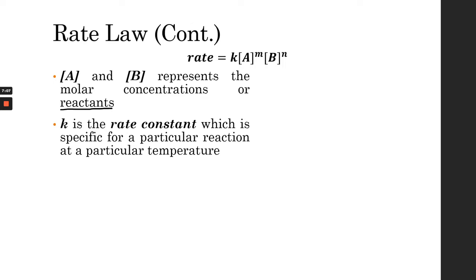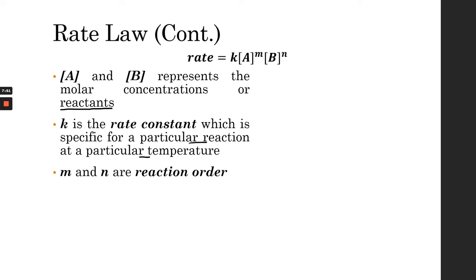K is what we call the rate constant, which is a specific number for a particular reaction at a particular temperature. So different reactions have different K, and the same reaction at different temperatures also has different K. Again, if you have two reactions that are very different, they would have two different Ks. If you have two reactions that are similar, but you conducted them at different temperatures, your K would still be different. So that is the rate constant.